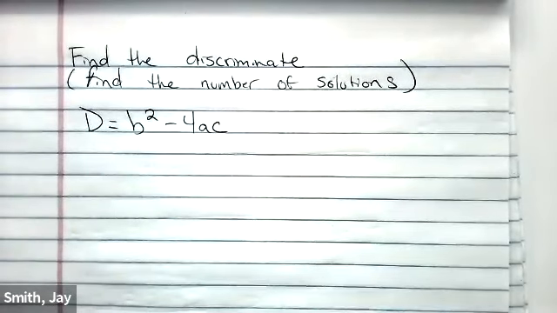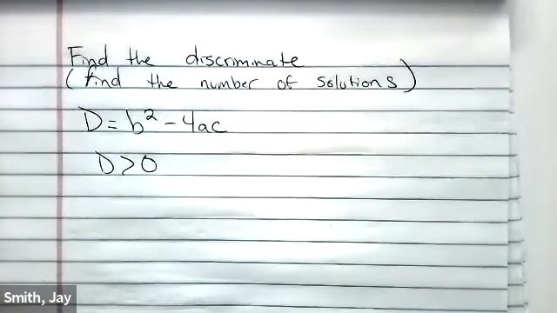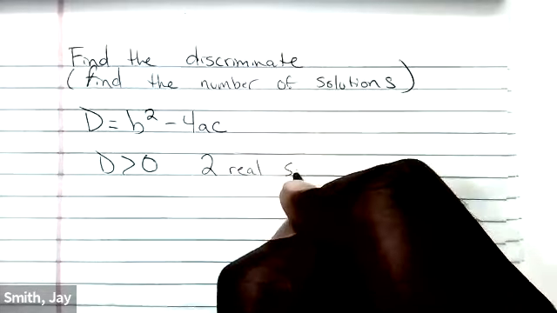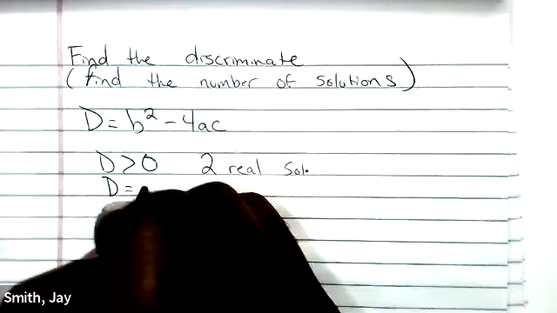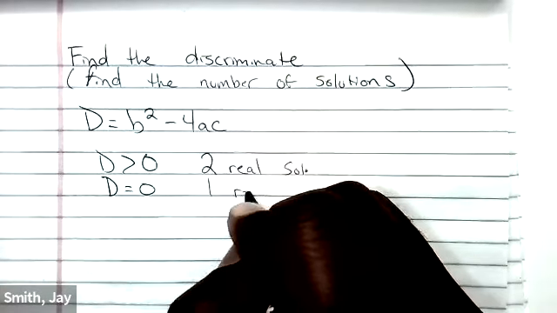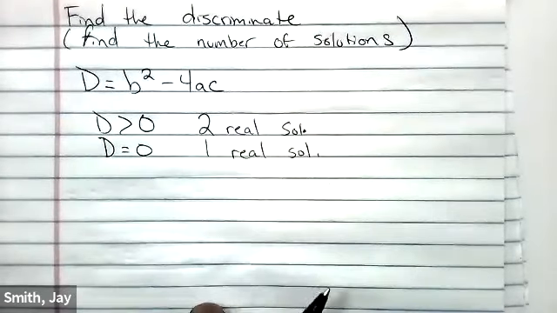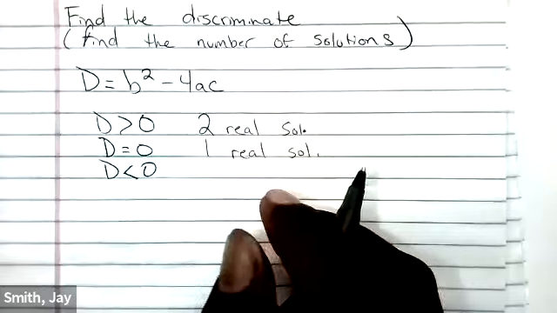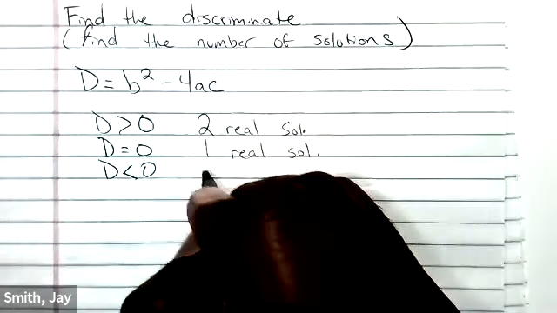Now with the discriminant, if my discriminant is positive, or if the discriminant is greater than 0, we have 2 real solutions. If the discriminant is equal to 0, then we have 1 real solution. And if the discriminant is negative, or if the discriminant is less than 0, then we have no real solutions, but we do have 2 complex solutions.